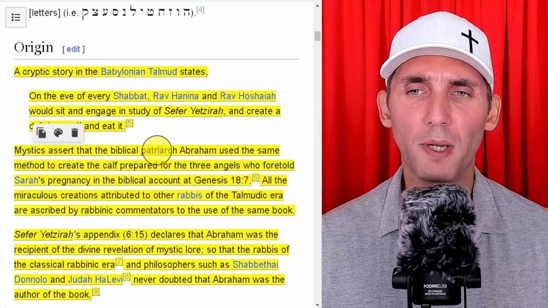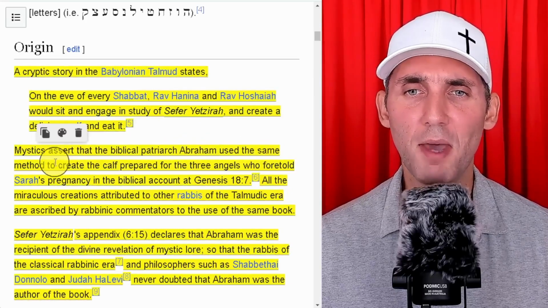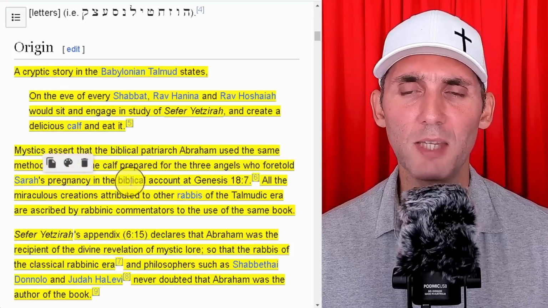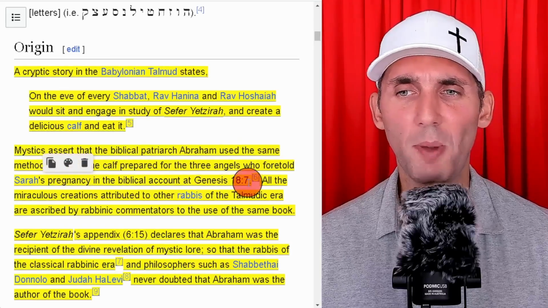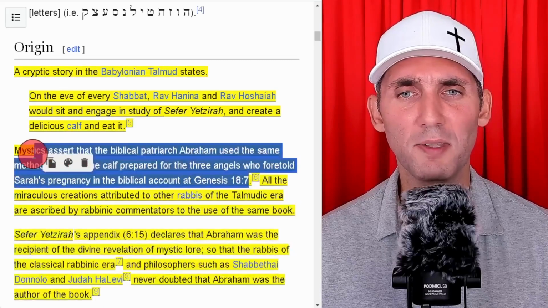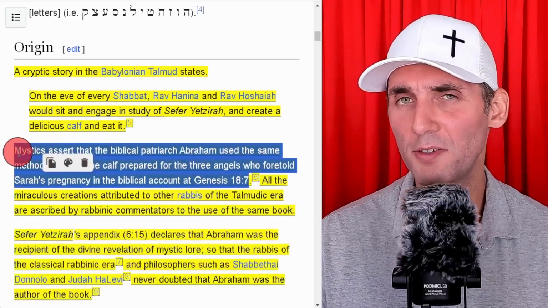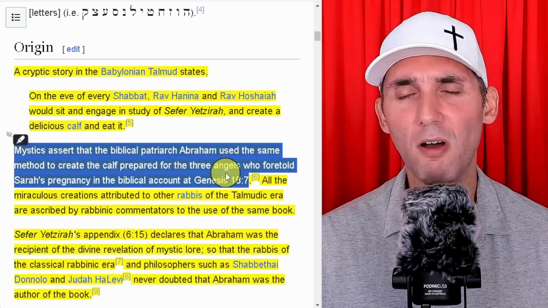Mystics assert that the biblical patriarch Abraham used the same method to create the calf prepared for the three angels who foretold Sarah's pregnancy in the biblical account of Genesis 18, verse 7. Does the Bible say anything about a special recipe that Abraham did, and now the rabbis know, and you've got to prepare it a certain way? They love their laws and their legalism.